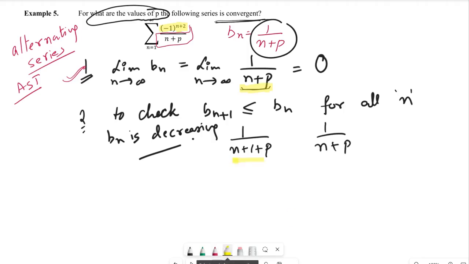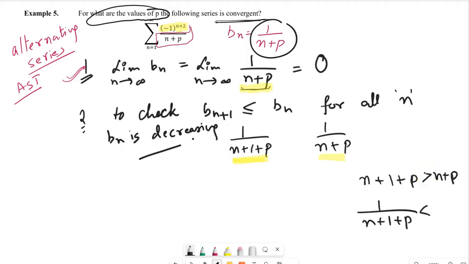Clearly, what do we know? We know that n plus 1 plus p is more than n plus p for all n. So when you reciprocate it, clearly this would be less than 1 by n plus p, because when you reciprocate an inequality, it changes the sign. So this is clearly less than. So the second condition is also verified.